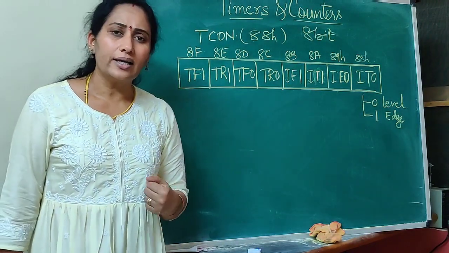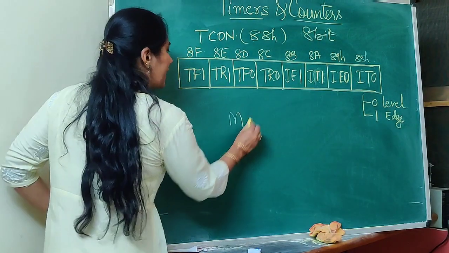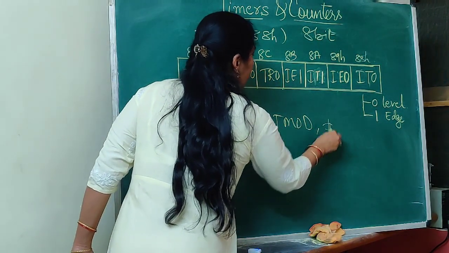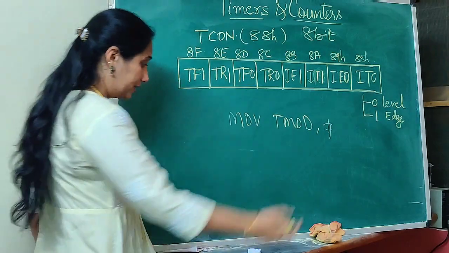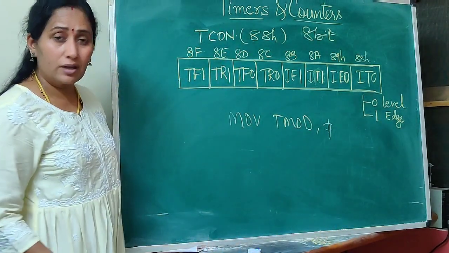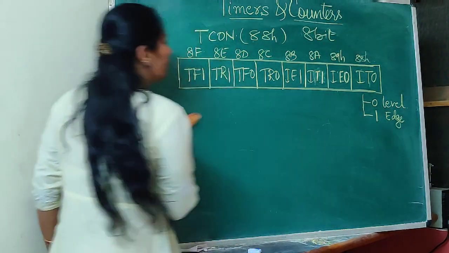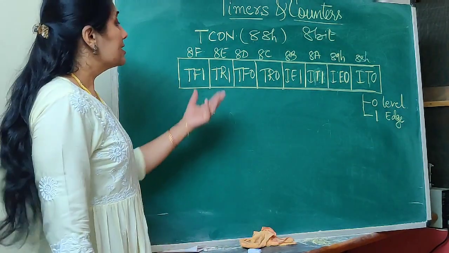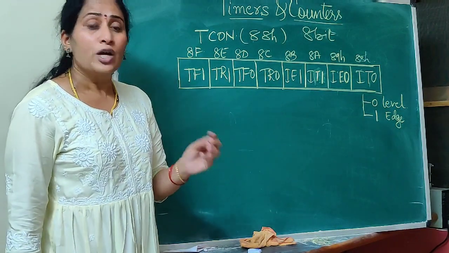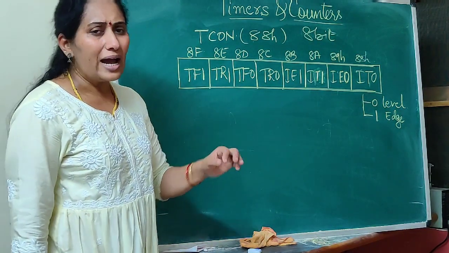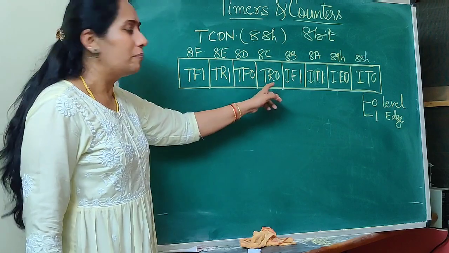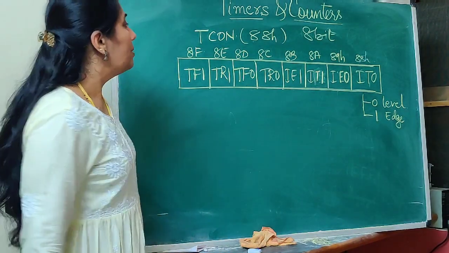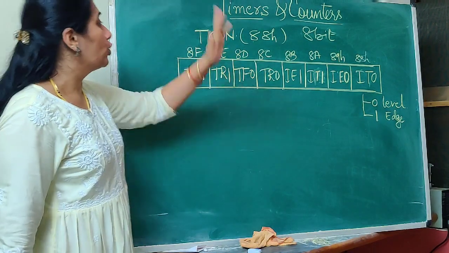How can I load the data in the TMOD register? Just by writing MOV TMOD, comma, whatever value you want to load. So this is how you are going to load the value in the TMOD register. Similarly, you can use MOV TCON to write the value, or else since it provides the facility to load a bit also, I can directly go for a particular bit and change the content of that one. So that is bit addressable, that is the timer control register.